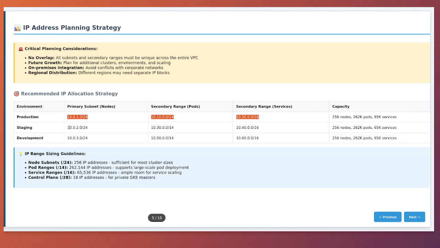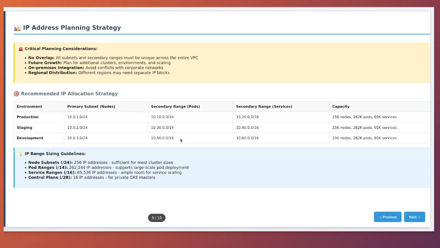I recommend using this systematic approach. Production gets the ranges starting with 10.0.1.x and 10.10 to 20.x. Staging gets the ranges starting with 10.0.2.x and 10.30 to 40.x. And development gets the ranges starting with 10.0.3.x and 10.50 to 60.x. This provides clear separation and room for growth.